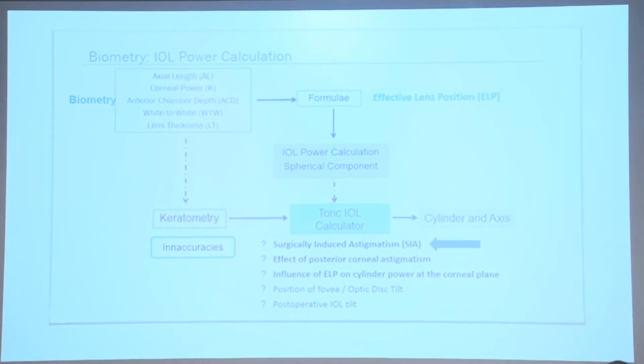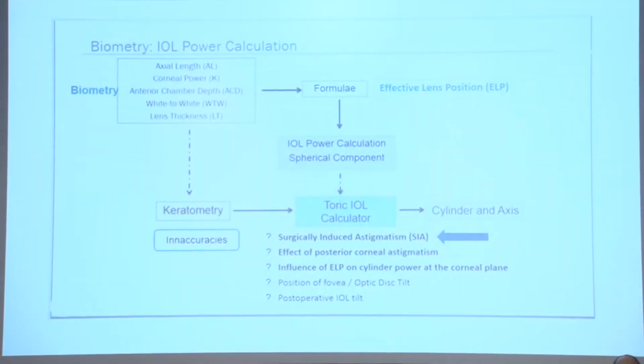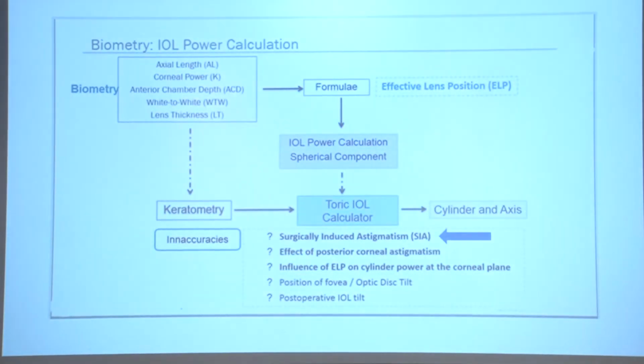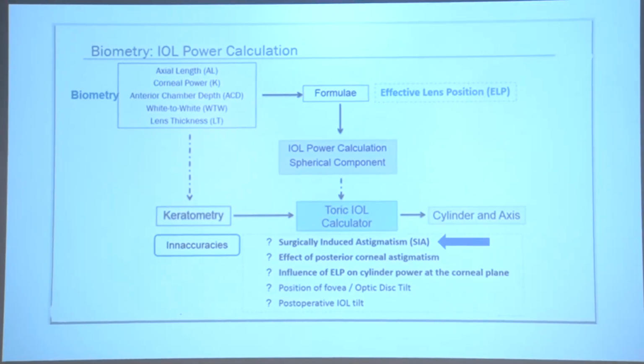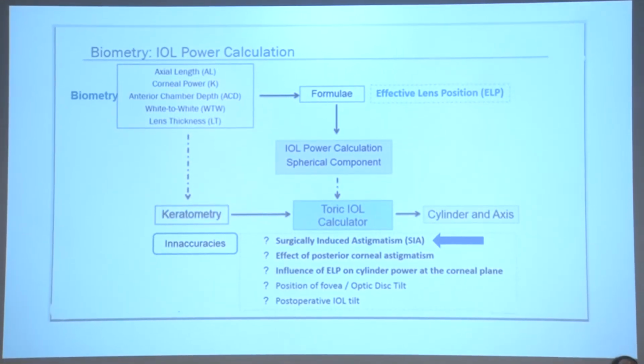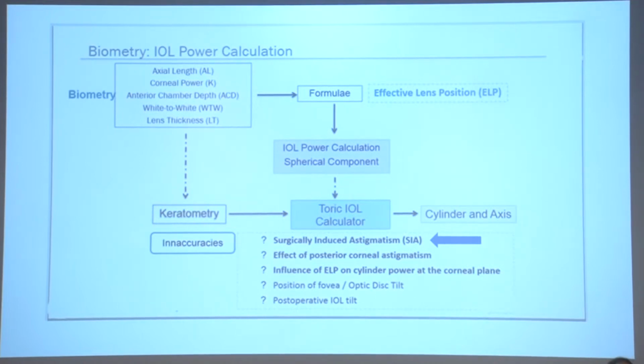So in our regular toric calculator, which up till now we were using, we have a spherical power which was given by optical biometry using different variables like axial length, keratometry, anterior chamber depth, white to white, or lens thickness. All these variables have been used. You utilize one formula, whatever formula you want to use, Barrett or SRK/T or whatever, you get the spherical power. And this spherical power is used in the toric calculator along with the keratometry, and it gives us a cylindrical power and axis. But there were some inaccuracies. We are not perfect till date.